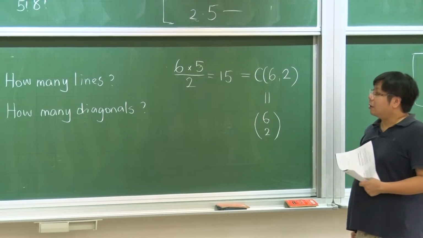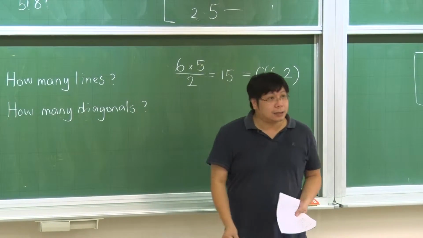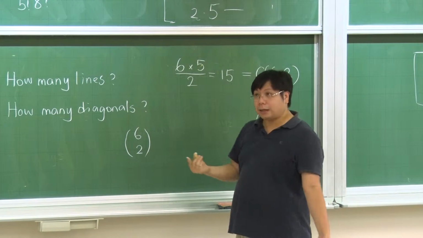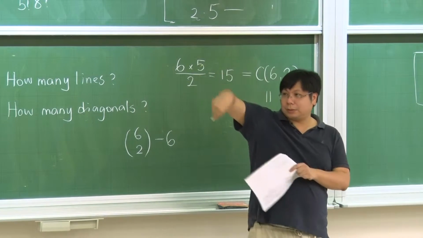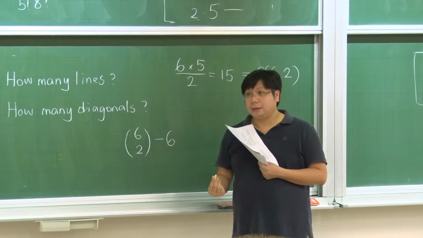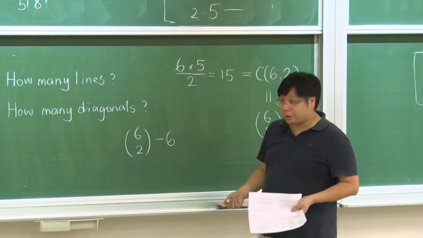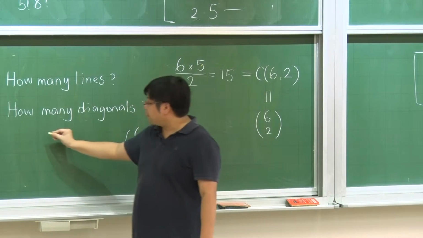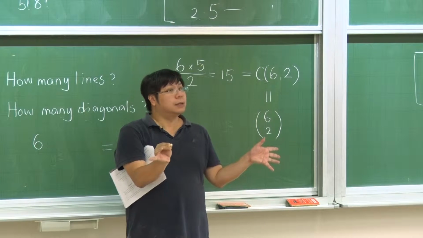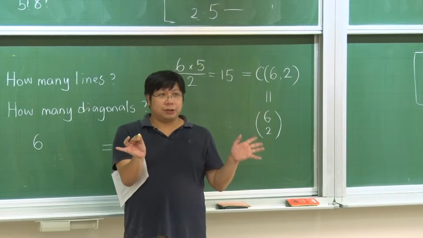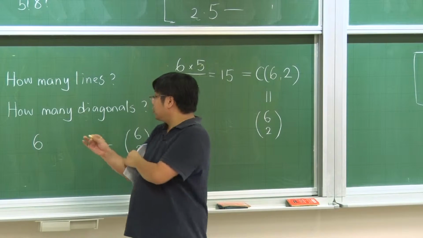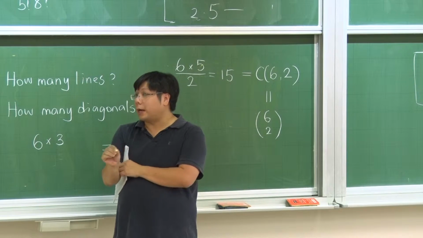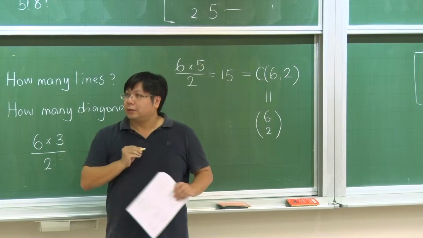Is that okay? So how many diagonals do we have? The diagonals will be easy. You have 6 choose 2 lines, right? And then you minus the outer 6 lines. Then this will be the number of diagonals. Of course, you can do it with a similar idea. You have 6 vertices, each joining out with 5 edges, but of those 5, 2 are not diagonals. So it is 6 times 3. Each one is joining 3 diagonals, but they are double counted. So it is 6 times 3 over 2. They should give you the same answer.